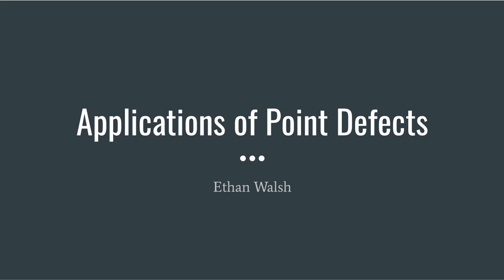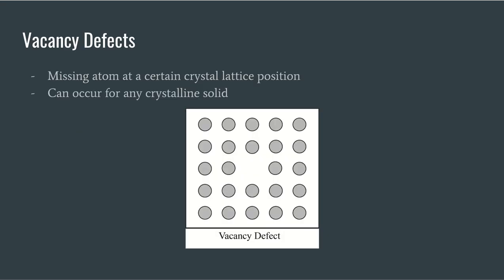I'm here to talk about the applications of point defects. So first off, vacancy defects are basically when there's a missing atom at a certain crystal lattice position. So basically where there should be an atom, there's one missing. And they can occur for any crystalline solid that is above absolute zero temperature.